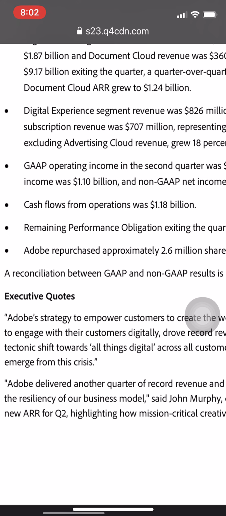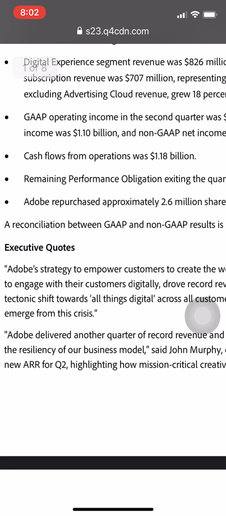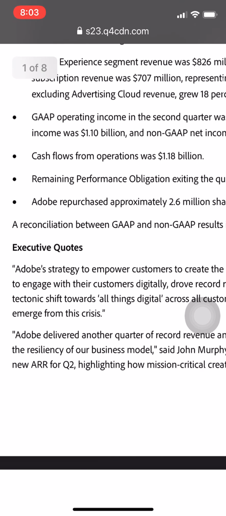At a macroeconomic level, it may not be good, but this company is even doing well, especially in the creative space. When you're creating content, you always use Adobe, and that's like the industry standard. So good to see them benefiting from all this work from home and creative work.